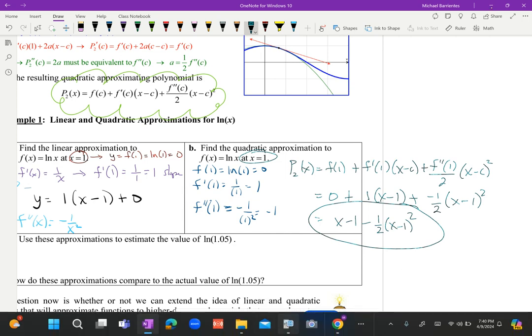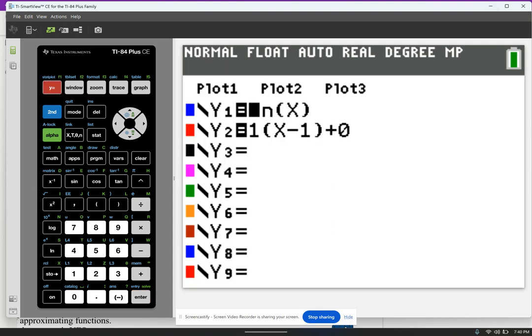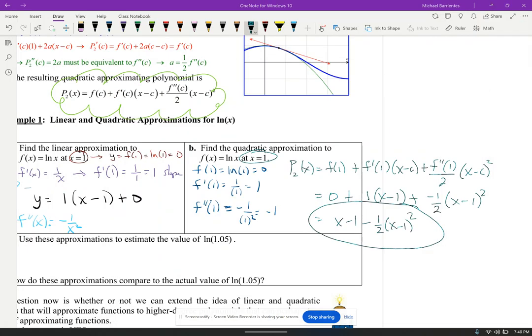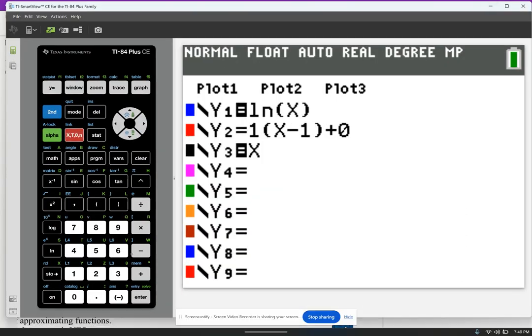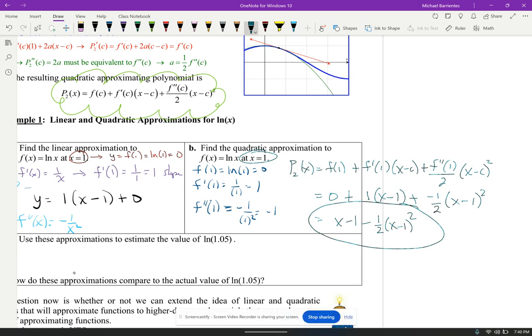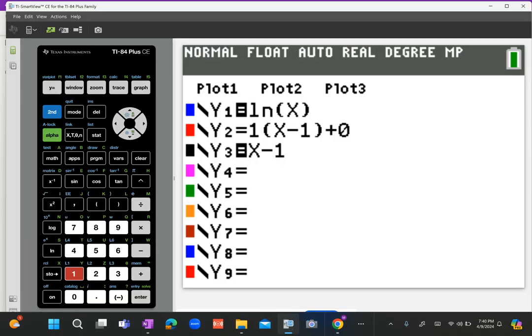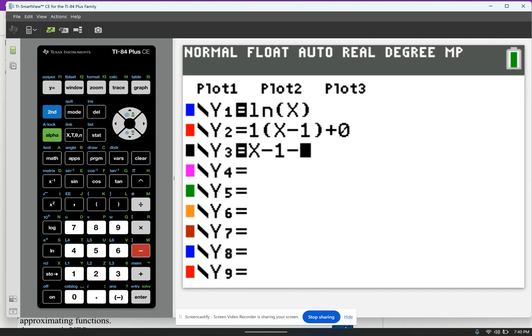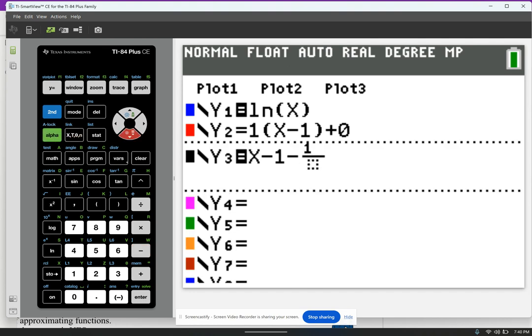Let's find out. I'm going to go back to my equation here. I'm going to turn this one off. And then here, I'm going to go ahead and type in what we got. And what we got was x minus 1 minus 1/2 times quantity x minus 1 squared.